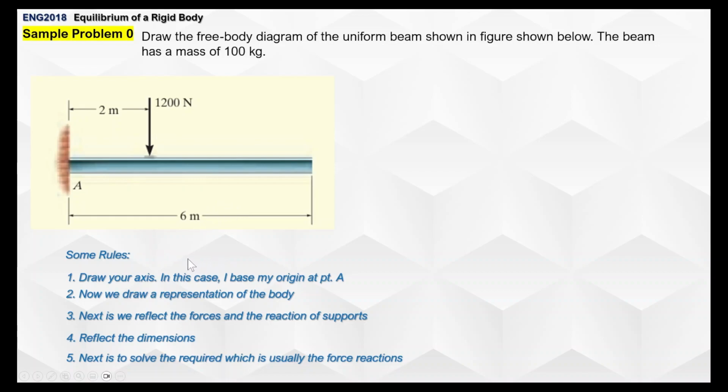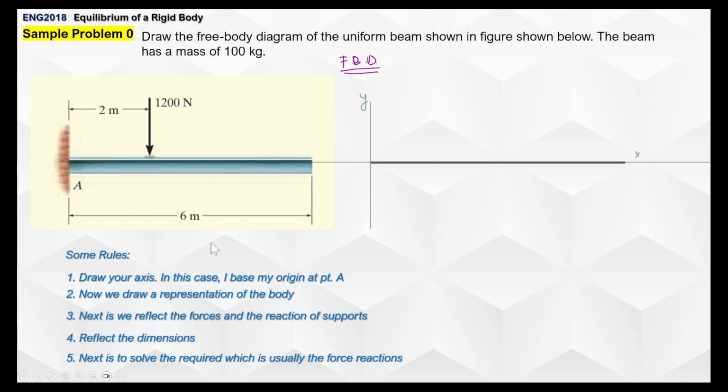There are some rules to consider. So you have to draw your axis first. When you're drawing your FBD, you draw your axis. In this case, I base my origin at point A. There we go. Now we draw a representation of the body. So this time, since we're talking about equilibrium of a rigid body, we have to draw at least a representation of the body. In this case, a line.